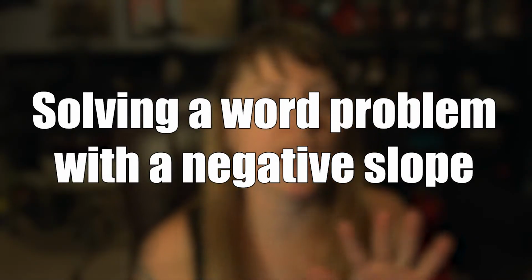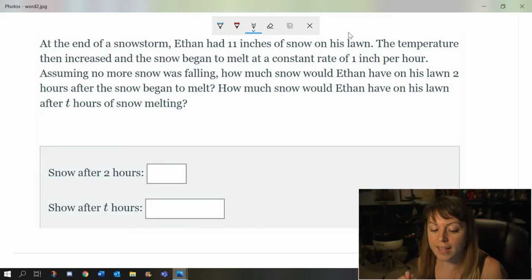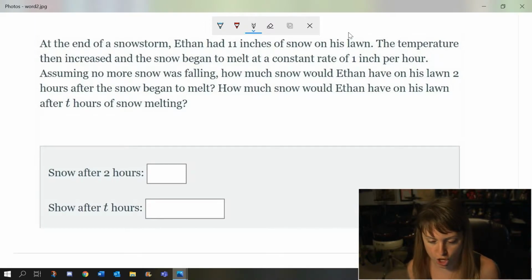All right, so let's try another word problem that has more than a couple sentences, but the change is that something is decreasing. Okay, so here we go. At the end of a snowstorm, now I know that's not common in Georgia. Snow is when cold things fall from the sky. Ethan had 11 inches of snow on his lawn.